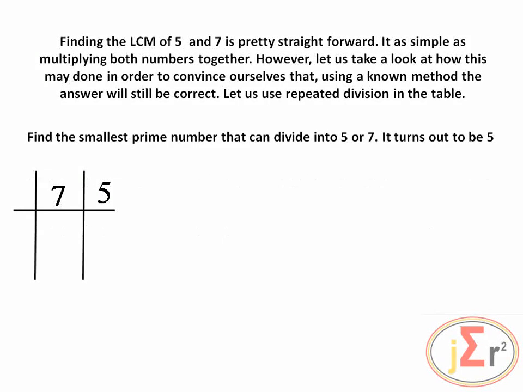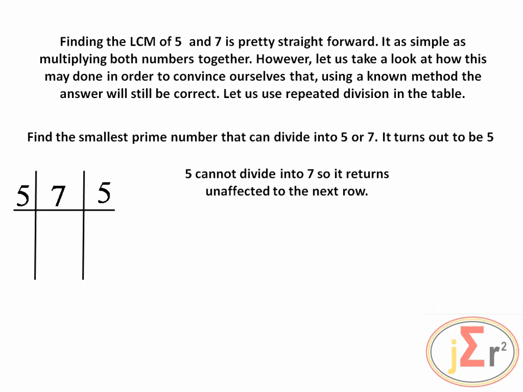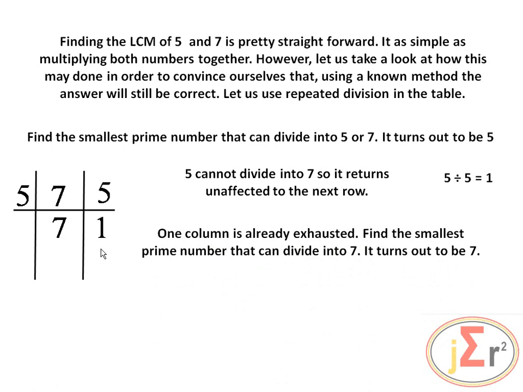Find the smallest prime number that can divide into 5 or 7. It turns out to be 5. So the smallest prime number that can divide into any of these will be 5. There we have our 5. 5 cannot divide into 7, so it returns unaffected to the next row. That is, 5 cannot divide into 7 without leaving a remainder. We are interested in numbers that will not give a remainder when we divide. So 5 into 7 will not leave a remainder, 7 returns. Then we say 5 into 5 is 1. One column is already exhausted.